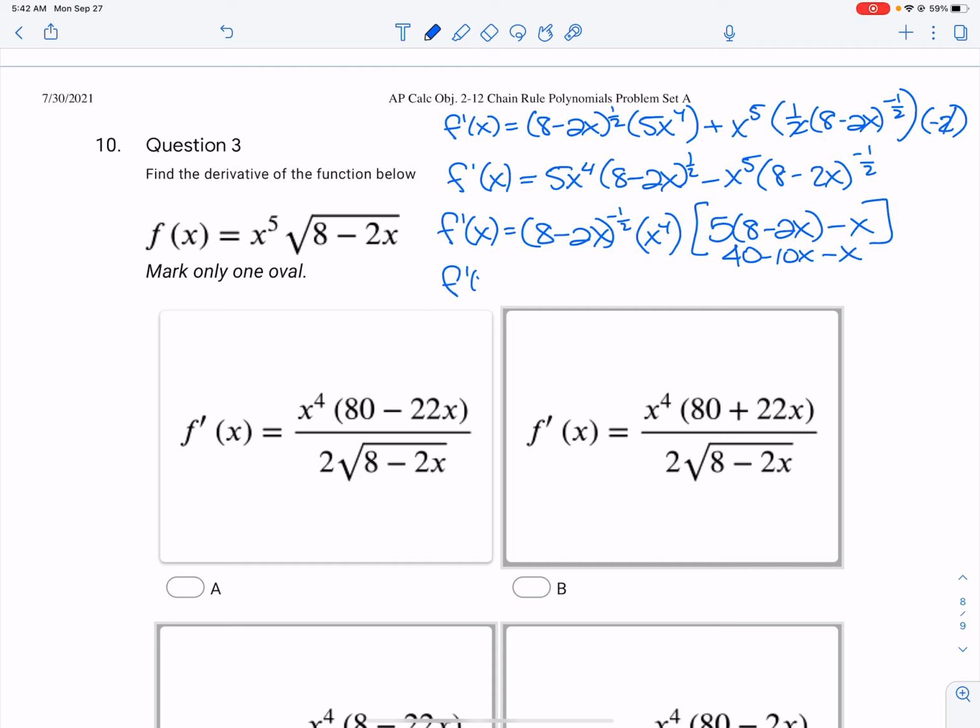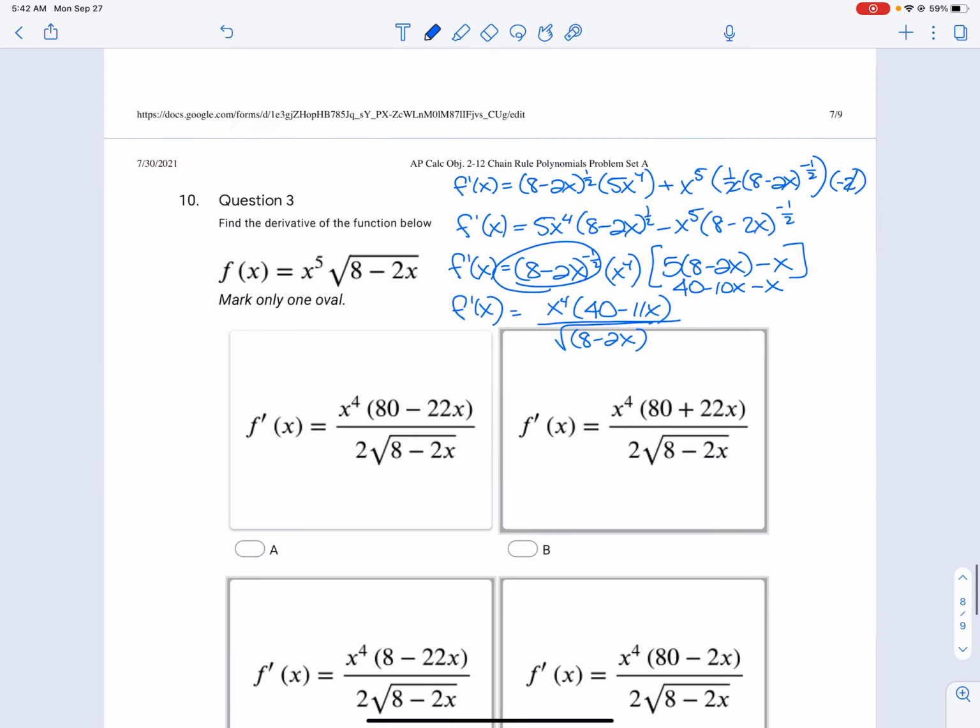So f prime of x, this can go to the denominator, so I get x to the 4th times 40 minus 11x, all divided by 8 minus 2x, and that's to the 1/2 power, so it's being square rooted.